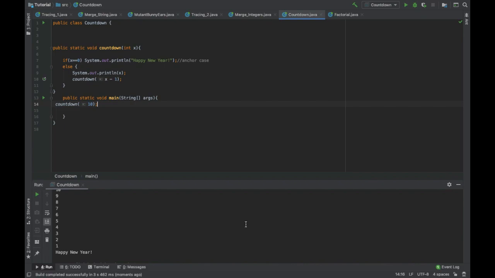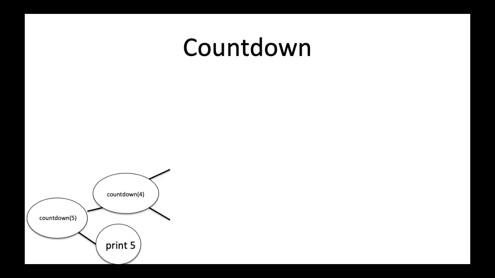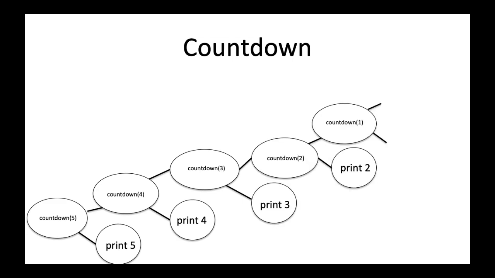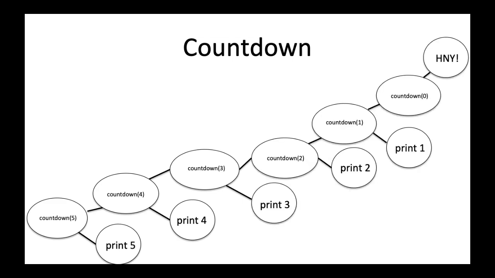So this is how this recursive method works. The number x is printed first, then the recursive method is called on the preceding number. This way the numbers are printed in the countdown order ending with Happy New Year. So here we have countdown 5, we'll print 5 and call countdown 4, print 4, call countdown 3, and so on and so forth until we reach countdown 0, which gives us Happy New Year.